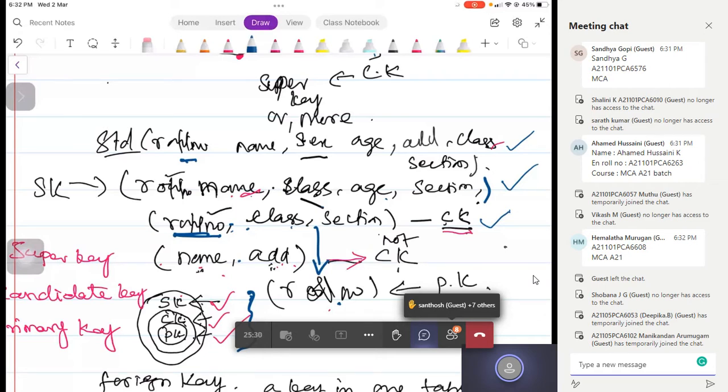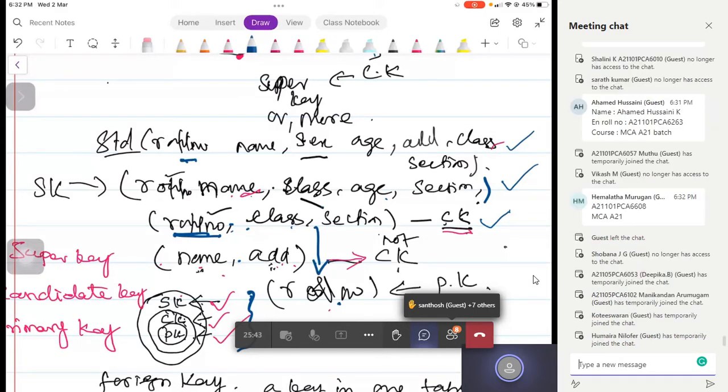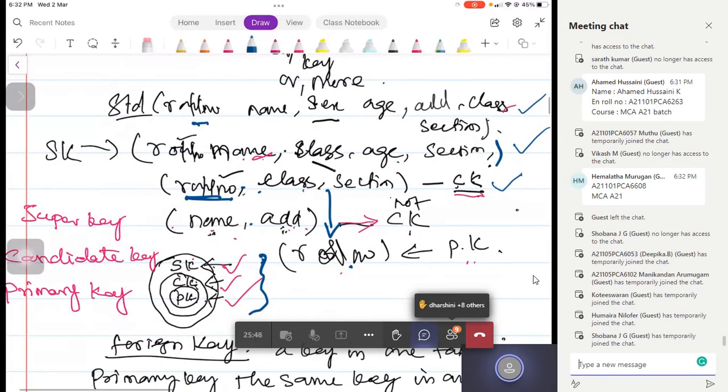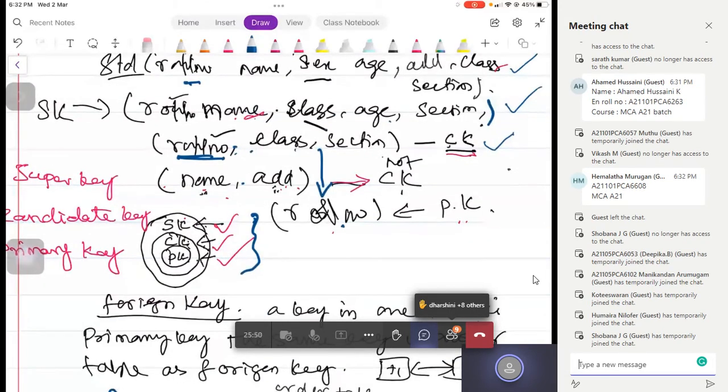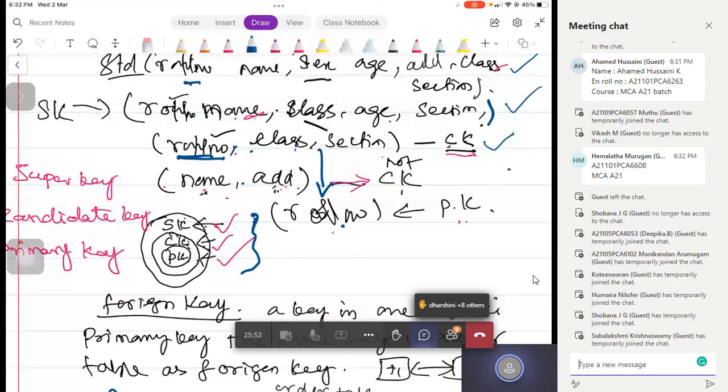But name and address, can you say it is a candidate key? No, because the unique identification is a roll number. Without the roll number, with the use of name and address, you couldn't identify, because the same address may have different persons with the same name. So okay. Next one is the roll number. It is a primary key, which is unique to everyone.